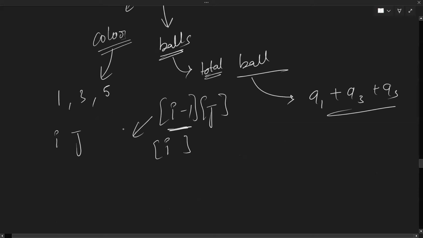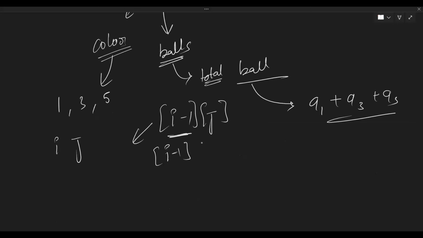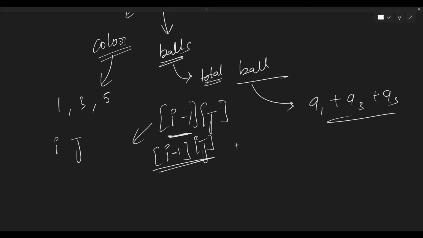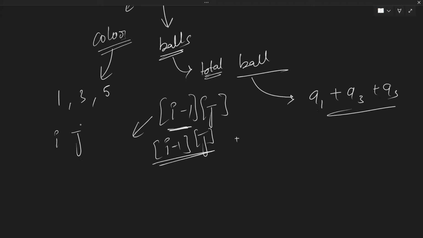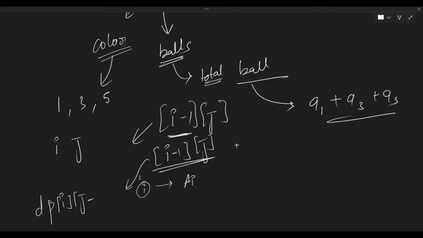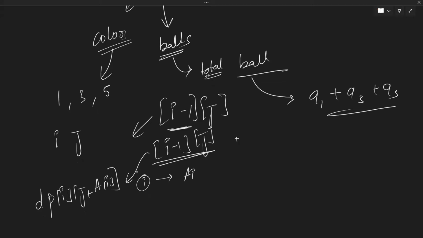And you are including the previous color. Then what should you add else? Can someone tell me? If you're adding this, how many balls are getting added because of i? ai, right? So if ai balls are getting added in dp of i, how many balls are getting added to j? ai, right?